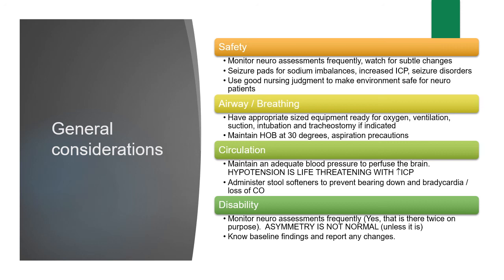Airway and breathing should be always at the top of your thought process. Have the appropriate sized equipment ready for oxygen, ventilation, suction, intubation, and tracheostomy if indicated, remembering that any high C-spine injuries have an increased risk of loss of the phrenic nerve and therefore loss of autonomous respirations. So C3, 4, and 5 keep the diaphragm alive, and if you have an injury in your C-spine, you are at greater risk of losing your ability to breathe independently. Also, all those degenerative disorders have the risk of losing your ability to breathe independently.